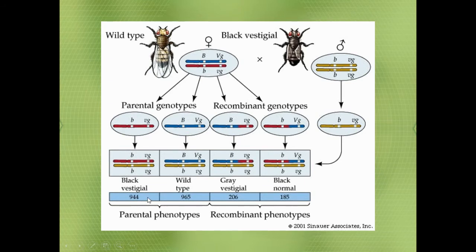So whenever you do that cross, you should end up with a 9-3-3-1 ratio. But they ended up with black vestigial flies, and they ended up with the wild type of flies being the most prevalent, most dominant. And your recombinant types, there were not too many of those. So the heterozygous forms were not as prevalent as they should have been. They should have been overruling on this black vestigial one. There should have been more of these two in comparison to this one here.